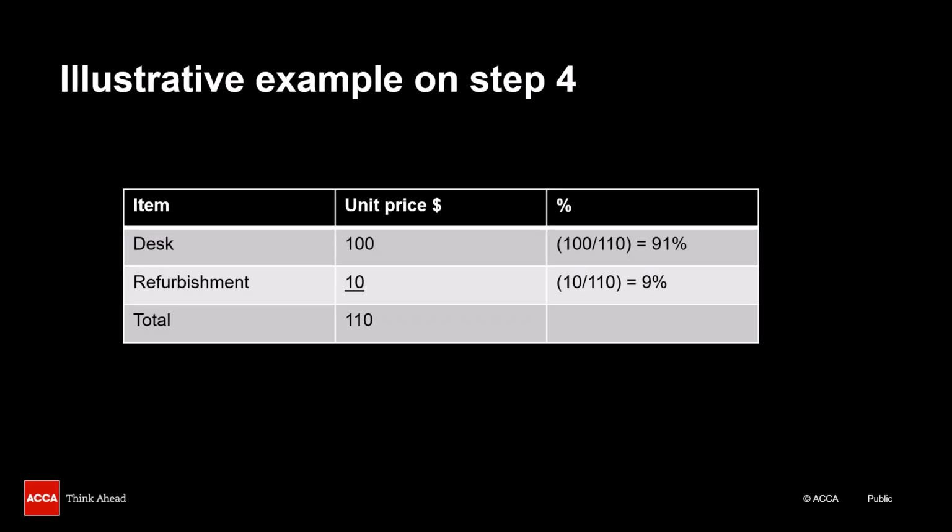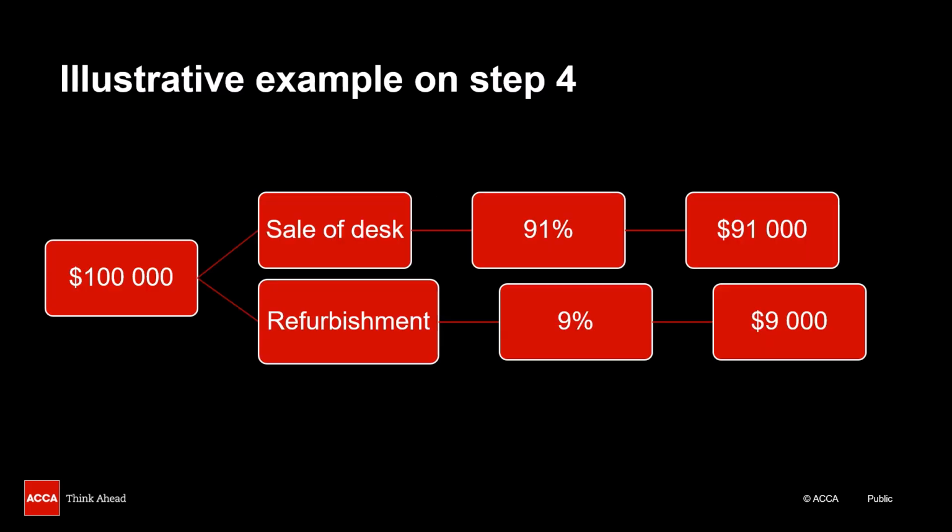The proportion of each component would simply be the proportion of that component in relation to the other as per the table. The total transaction price should now be allocated on the basis of the previous percentages to each performance obligation. Therefore, 91% of the total transaction price, amounting to $91,000, would relate to the sale of the desks, and 9% of the total transaction price would be allocated to the service component of the refurbishment and would amount to $9,000.